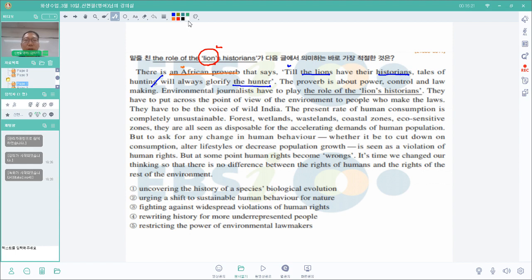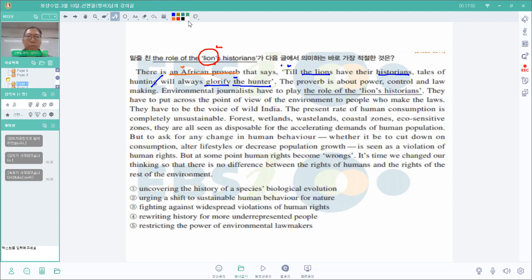So since the lions don't have any group of people who can speak on behalf of themselves, tales of hunting will always look good on the human side. Always look good on the hunter's side. Because hunters, we humans, we have our historians. Historians talk about our history on behalf of us, not on behalf of lions. So they will describe every single successful hunt from the perspective of people. So this story, the tale of hunting, will always be described in terms of human perspectives.